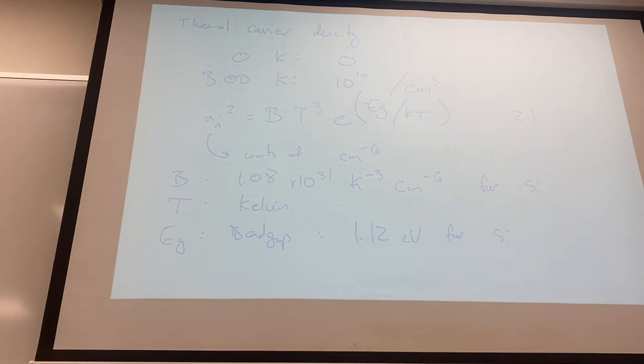And finally, Boltzmann's constant, K. I'm sure everyone has Boltzmann's constant memorized, right? But this is the electron volt version. So before you start pulling out 1.38 times 10 to the minus 23 joules per Kelvin, actually, Boltzmann in eV is 8.62 times 10 to the minus 5 electron volts per Kelvin.